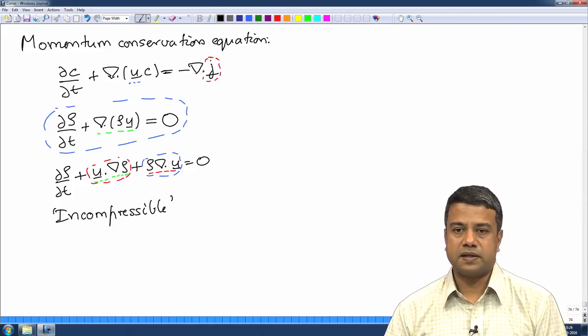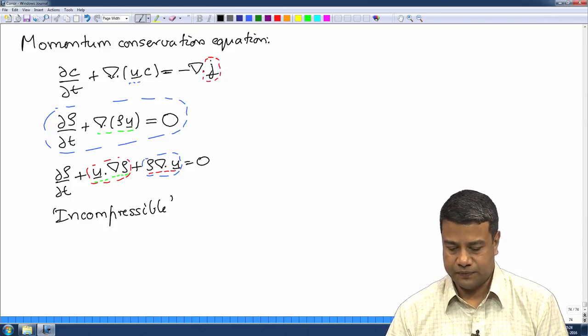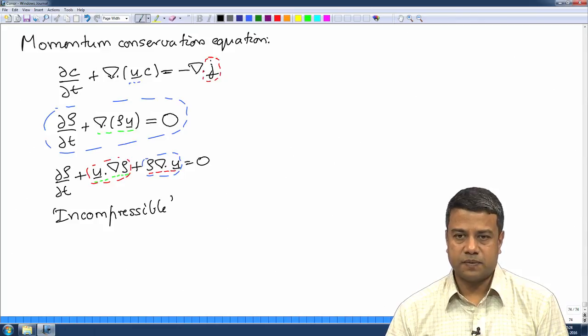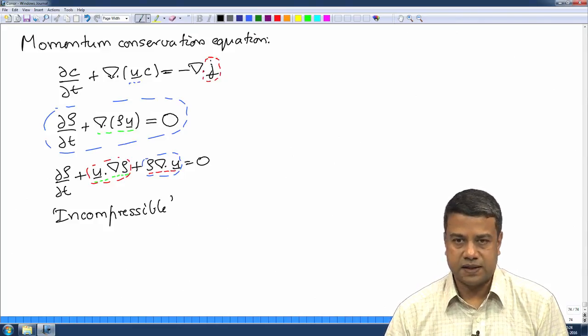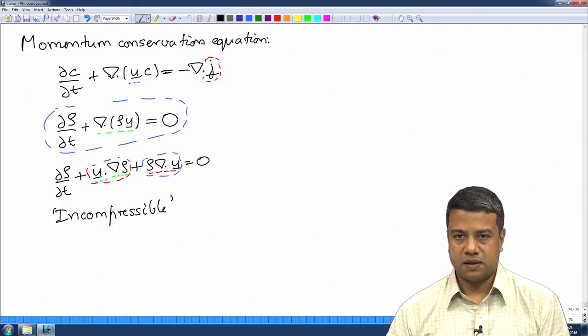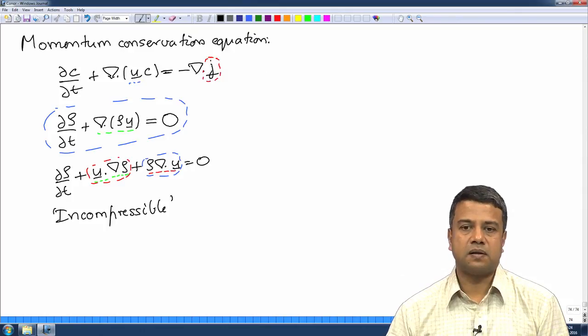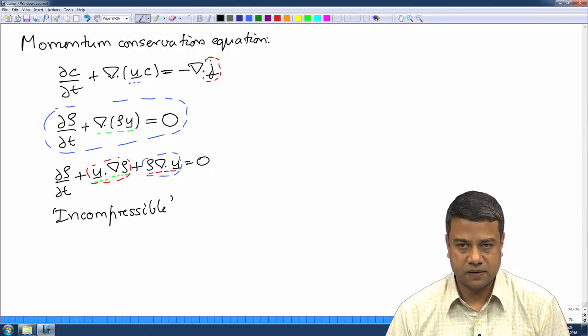Incompressible essentially means that the density does not change either with time or with position. The density is a constant. The assumption of incompressibility is valid when the velocities in the flow are much smaller than the speed of sound, or when the Mach number is small, because density waves are transmitted at the speed of sound. These are what are called pressure waves, which are transmitted at the speed of sound.